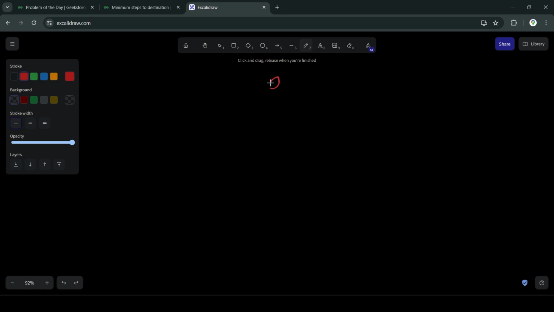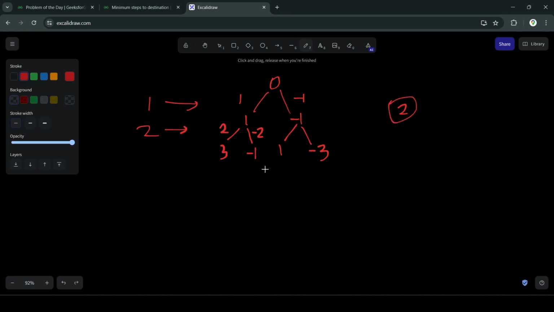So let us start from zero. We have two options, right? One is 1, another is minus 1. If we take 1, then the answer will be 1, and here minus 1, and for here, suppose this is the 1, this is for 2. Now if we take 2, then the answer will be 3, and if we take minus 2 here, then the answer will be minus 1. And for here, that is 1, and here that is minus 3, right? And still we are not getting our answer, which is 2, our goal.